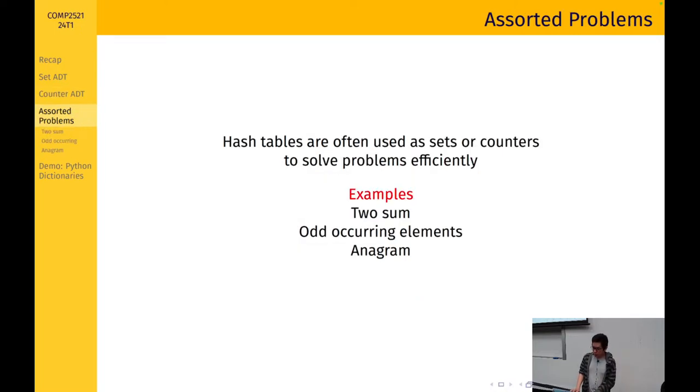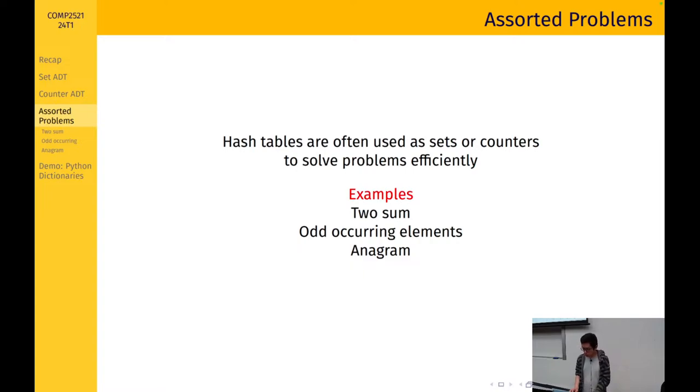Okay, so now let's look at how we might use a hash table to solve some problems. Not an ADT, but just some functions to solve relatively simple problems. So it turns out that a hash table is often used as a set or a counter to solve problems efficiently, because hash tables are O(1) on average for each of the main operations.